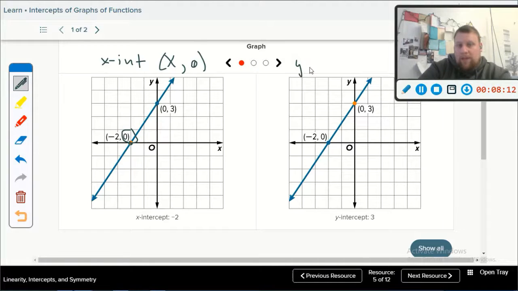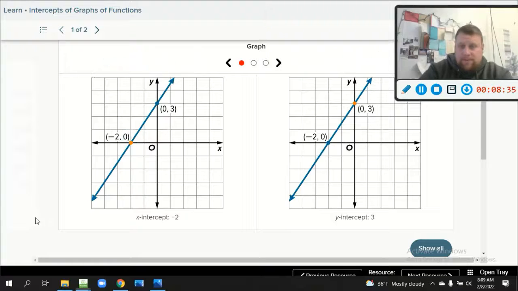The y-intercept, however, is just the opposite. It's where it crosses the y-axis. And all along the y-axis, guess what? The value of x is 0. So we're going to put the dimple on the left cheek. And then it's going to be whatever the value of y is there. In this case, the y-intercept is at 3. All right? Again, pause the stuff.